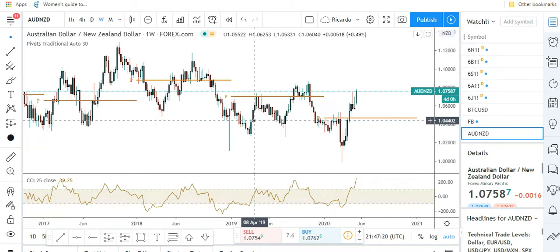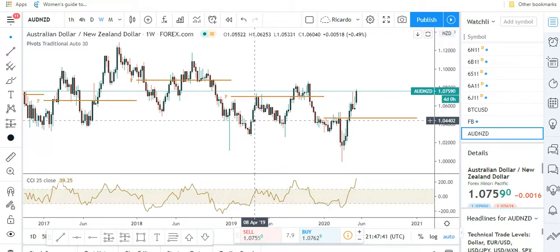Wanted to quickly do this video to show you one of my primary setups on the Australian New Zealand dollar. Okay, so this is one of my favorite setups. I also want to share with you my number one setup that I am seeing right now in the markets.